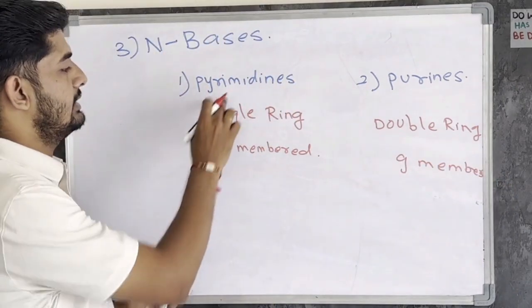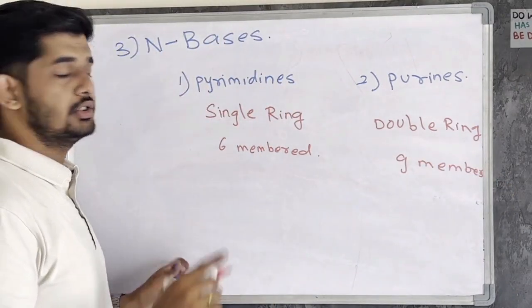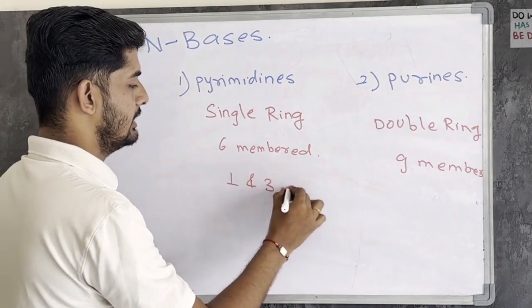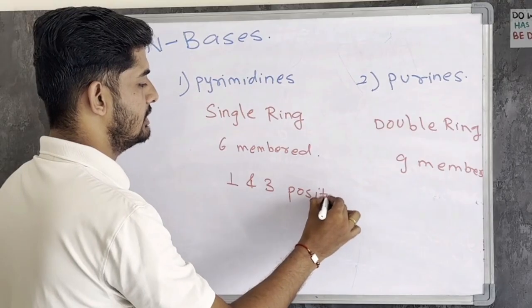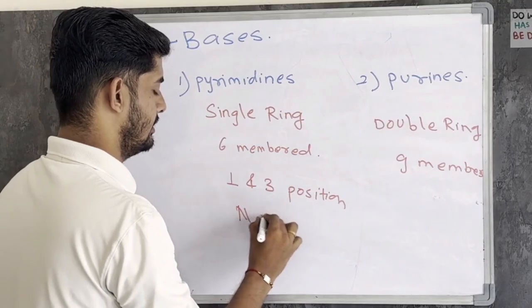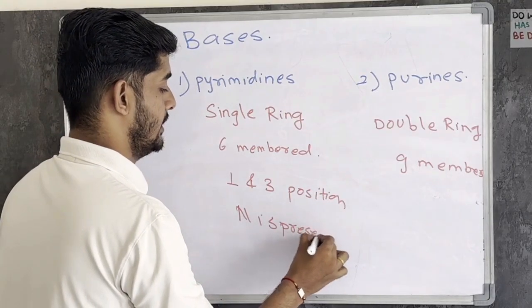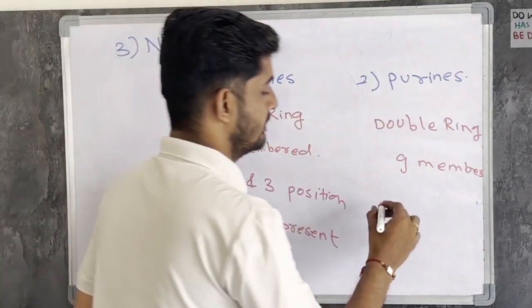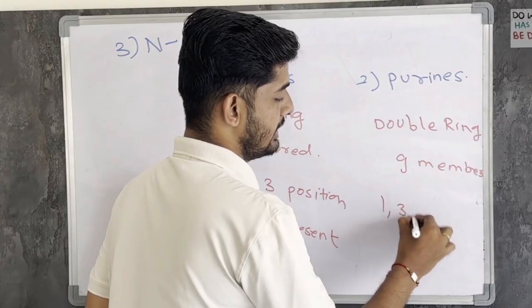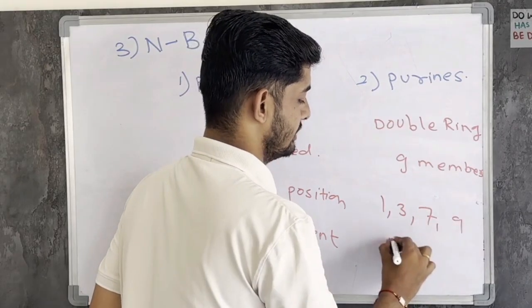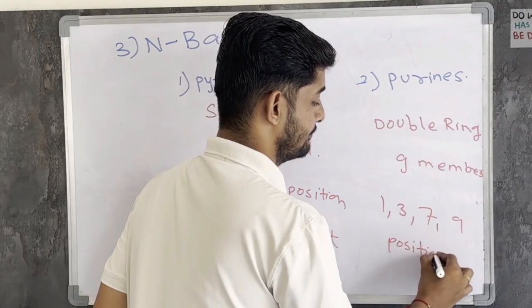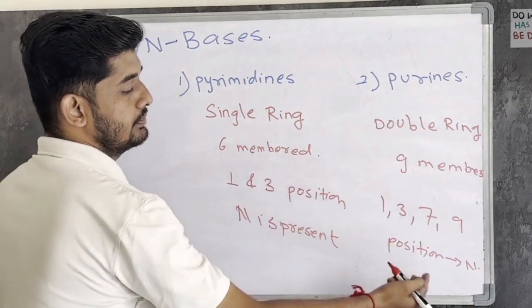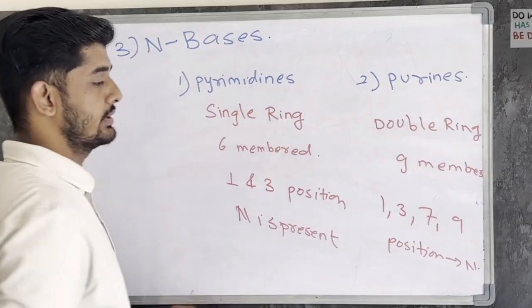So in these cyclic rings, there is nitrogen present. The nitrogen in the pyrimidines is present at the 1st and the 3rd position. Only 2 nitrogens are present in the pyrimidine. While in the purines, nitrogens are present at the 1, 3, 7 and 9th positions. So out of 9, there will be 4 nitrogens.